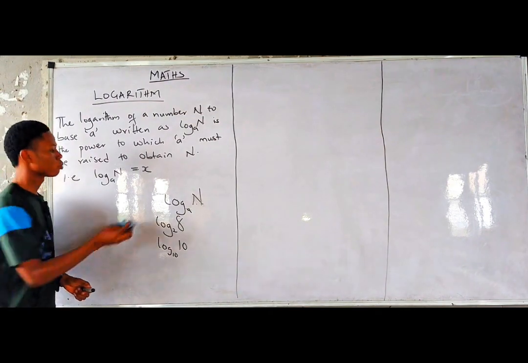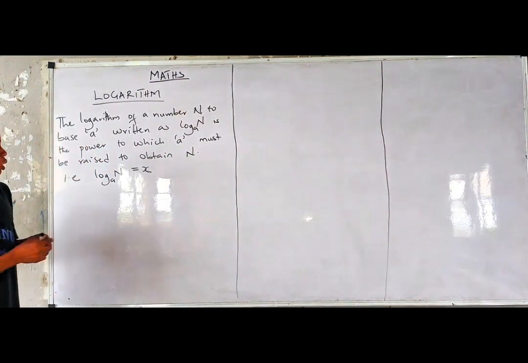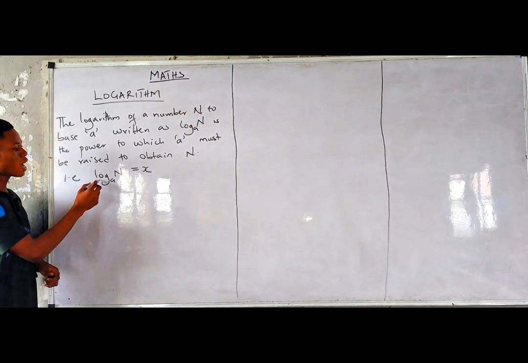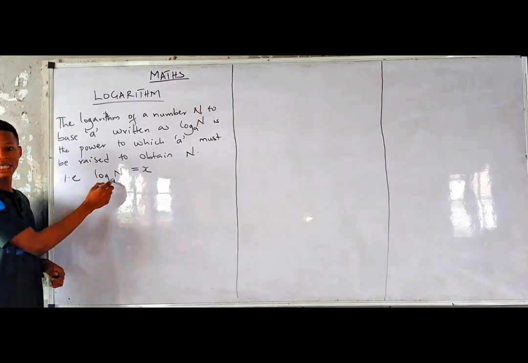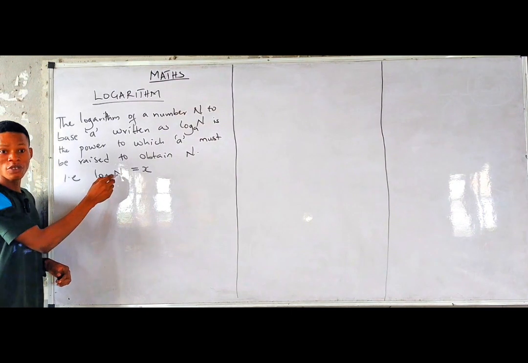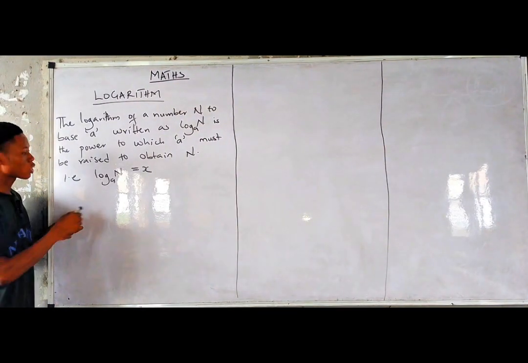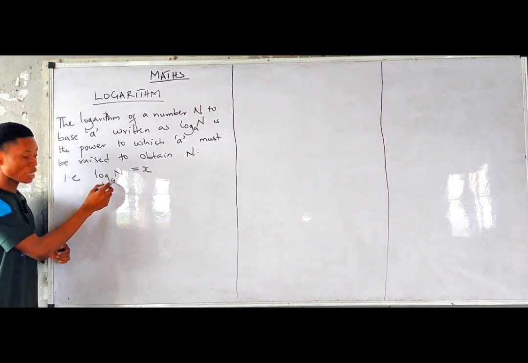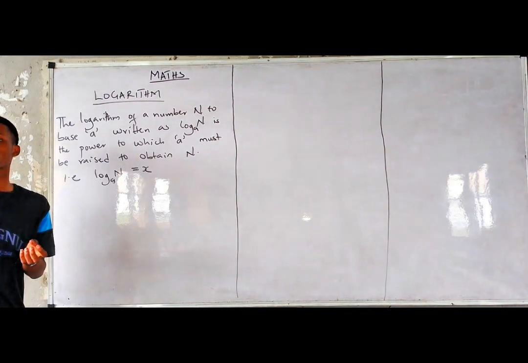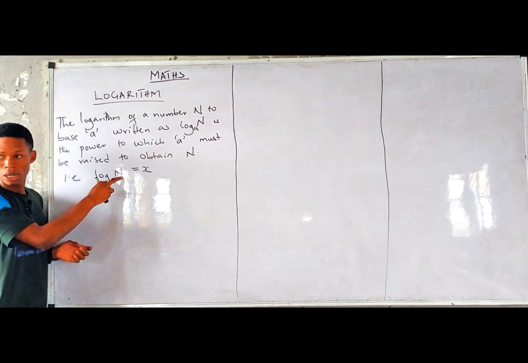Good. Now, when they ask you to find the logarithm of a number, very simple. If you are asked to find log n in base a, they are asking you, a raised to power what will give you n? I take that again. If they ask you to find log n in base a, that base raised to power what will give you the number n? I don't know if you get that.